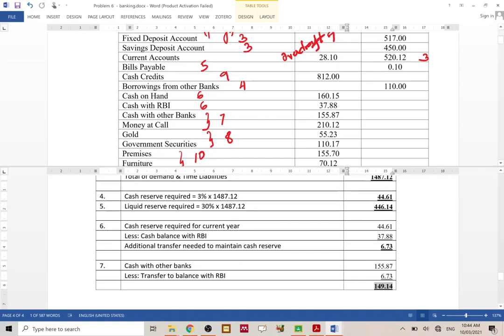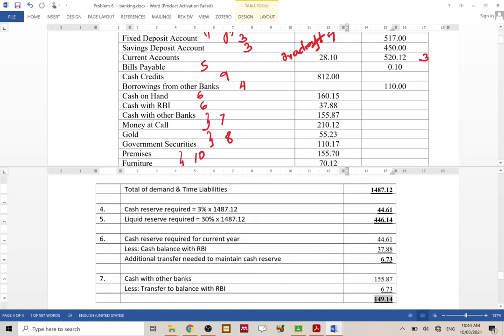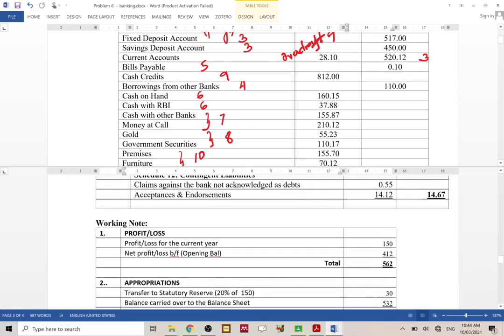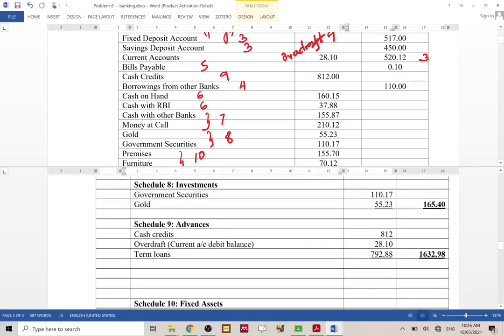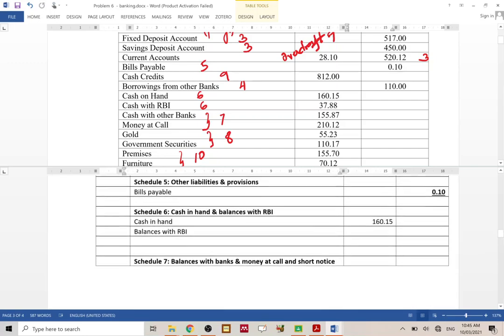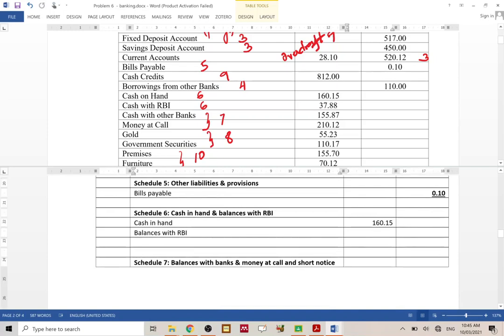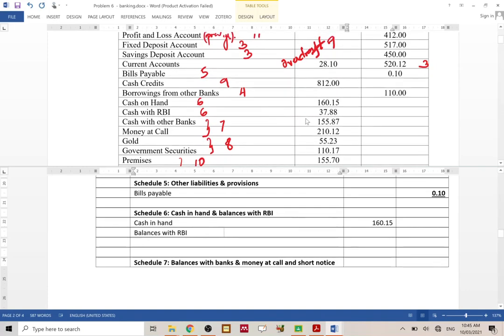All right, so now let's add this up or write it in the actual places. So the total cash balance with RBI, that is going to be shown in the balance sheet, will be the current year's cash reserve that is required. Okay, so I will put it here. Cash balances are in schedule 6, balances with RBI. Now you can directly put 144, but just to show the calculation, I will write here how much is cash with RBI or balances with RBI.